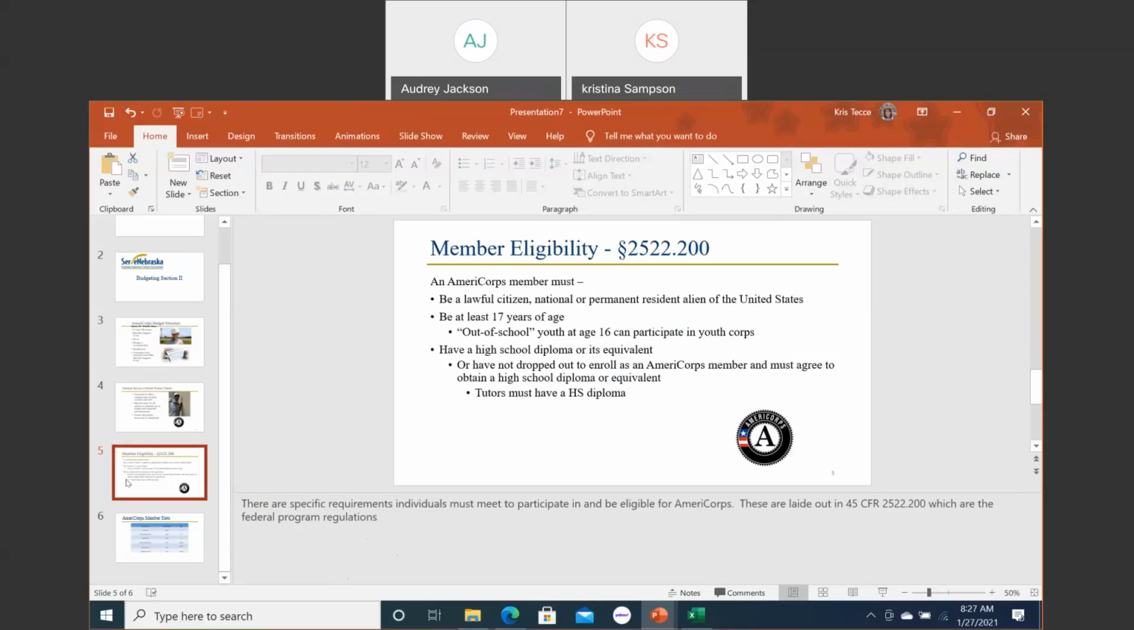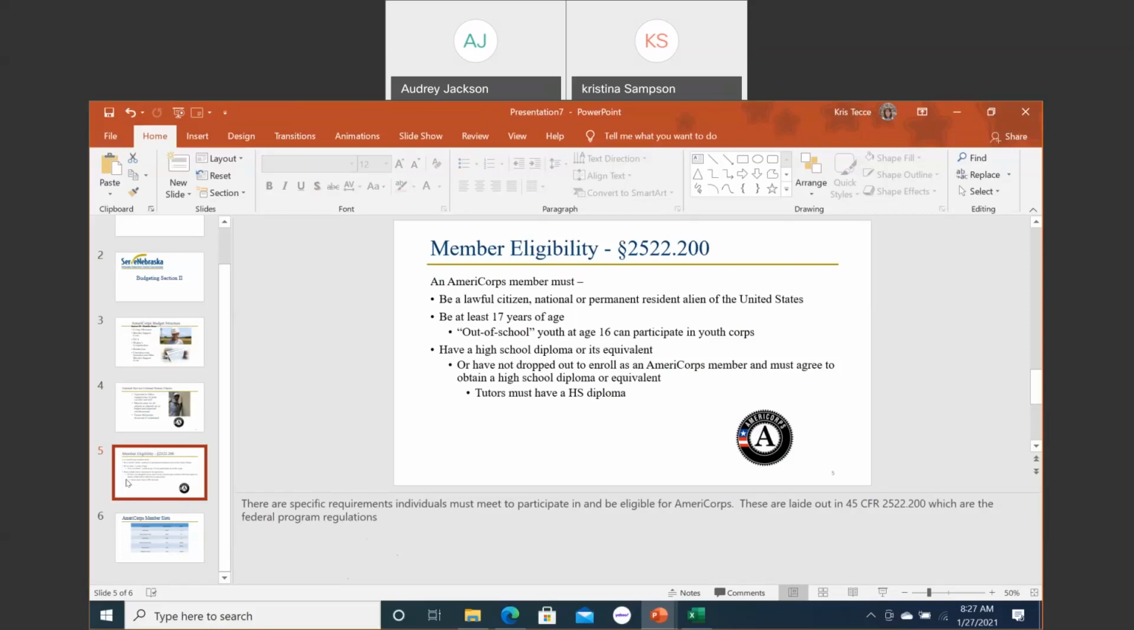So if they are not a citizen, I suggest that you meet with the commission staff to ensure that you have the proper documentation because it is very different and unique to the individuals and where they end up coming from. There's also an age requirement. Members must be at least 17, or if you have an out of school youth, they can participate in a youth corps if at age 16.